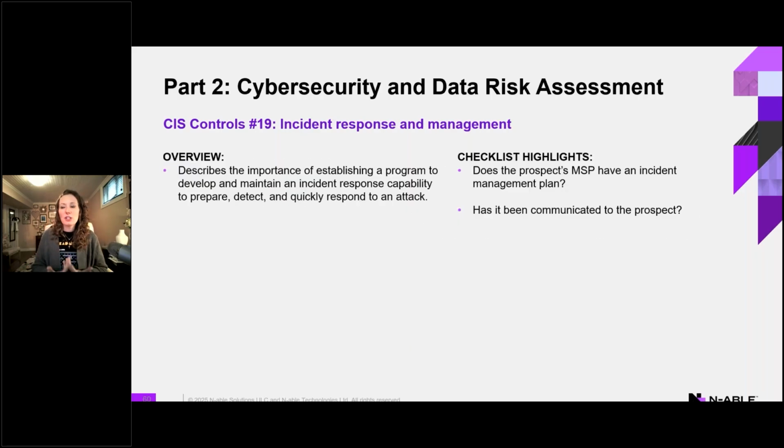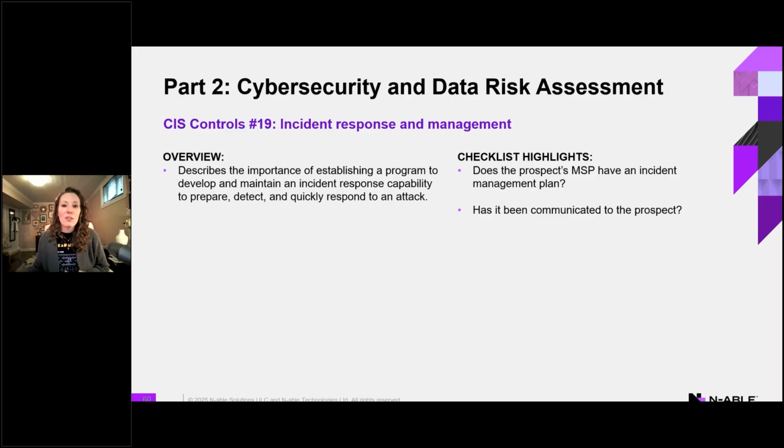Number 19 is making sure you have a good incident response and management process in place. It talks about the importance of establishing and maintaining an incident response capability. So making sure we have the policies, the plans, the procedures, who's supposed to be doing what, that we have regular training, we have the communications in play when an attack happens, so that you can prepare, detect, and then respond quickly to an attack.